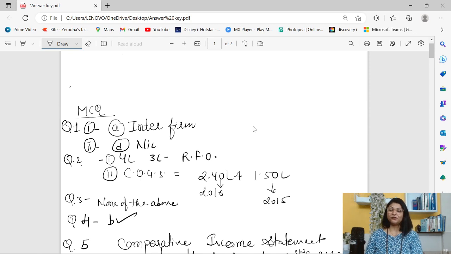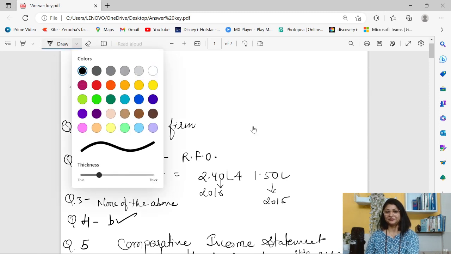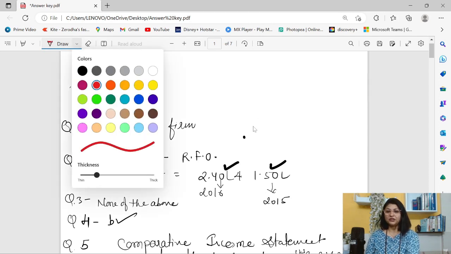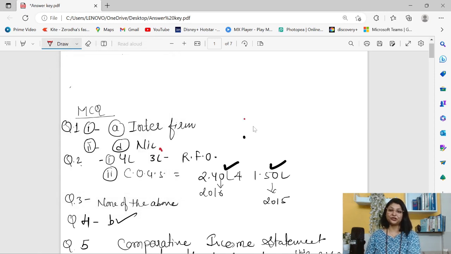Then the next question was regarding calculation of revenue from operation. There was a percentage given of cost of revenue from operation. So for 2016, 2,40,000 rupees and 1,40,000 rupees was your cost of revenue from operation, which is this part over here, and the remaining part was the revenue from operation. Question had asked us to calculate revenue from operation. So 3 lakh rupees and 4 lakh rupees was revenue from operation for the years 2016 and 2015, students.